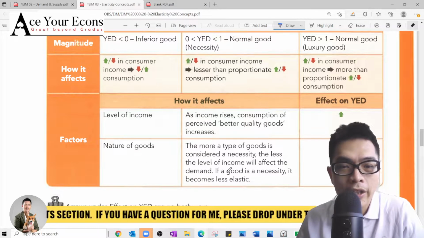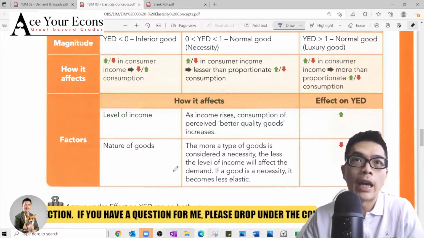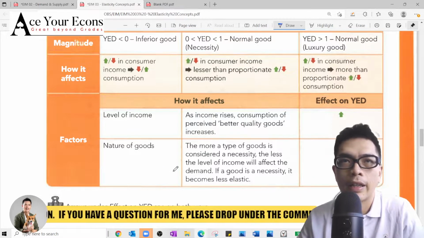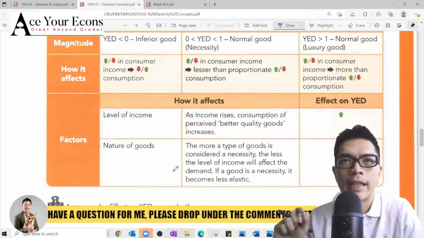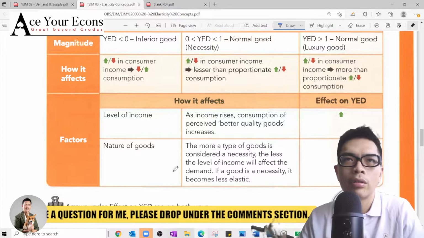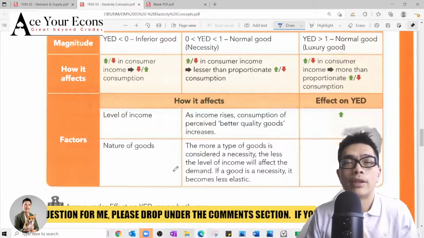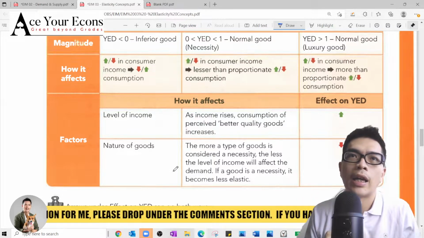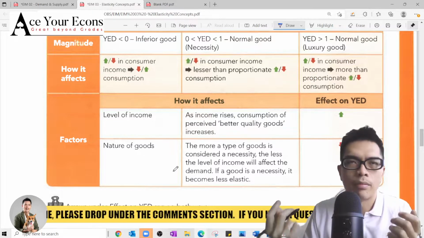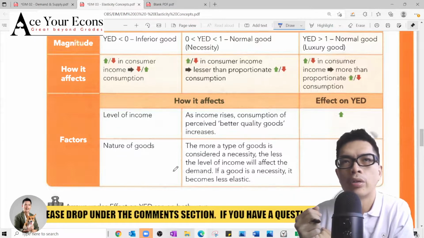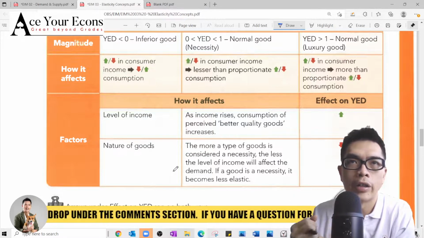Likewise, nature of the good. There are certain goods that have a high degree of necessity, like I've mentioned, rice and all this. Since they are staple food, they are going to take the value of between 0 to 1, regardless of whether any income changes. And you're going to consume that amount. So the nature of your good is also going to affect the value of your YED.